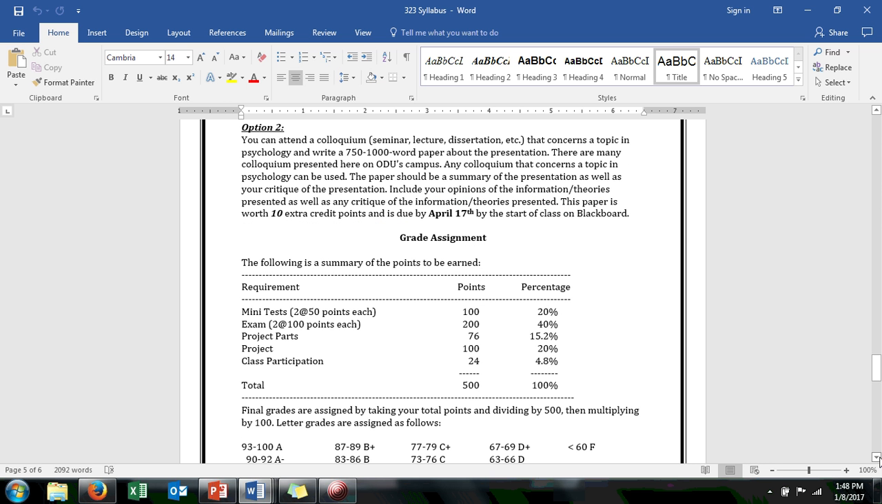Here's the points breakdown. All the parts of the project come up to 76 points, and then your final paper is 100 points. You can see your exams, tests, class participation. I do a total point system. So whatever you earn will be divided by 500, and that will give you your final grade. And our extra credit gets added into the total points you've earned in class. So say you do option 2, you get those 10 extra credit points, you earn 450, that will take you up to 460 to be divided by 500.